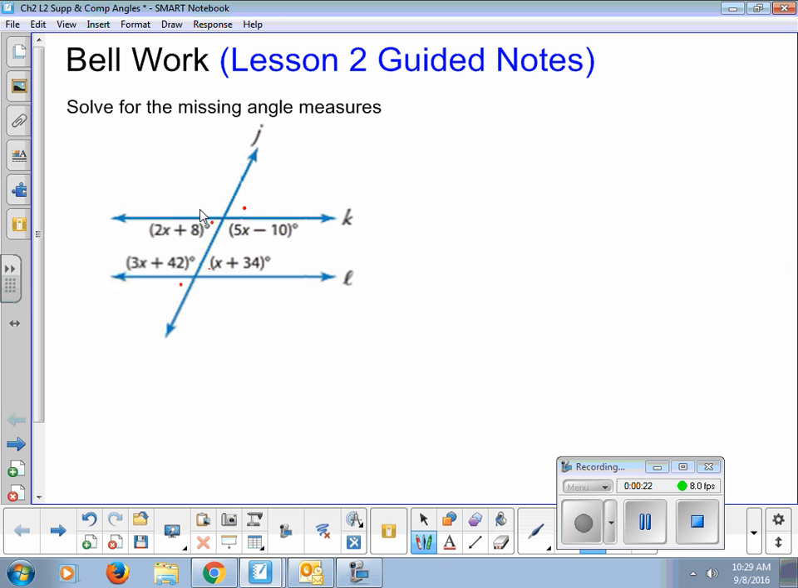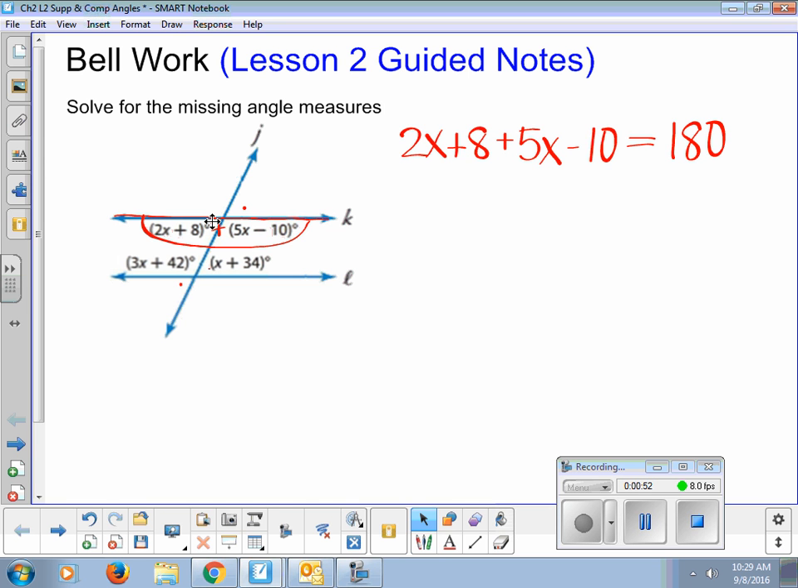No. So we're going to look at our rules for adjacent angles, and I'm going to choose these two angles right here that share this straight angle. So we know if they share a straight angle, they're going to add up to how many degrees? 180. So we're going to start with 2x plus 8, and I have to add in my second angle, plus 5x minus 10, and I'm going to set both of those equal to 180.